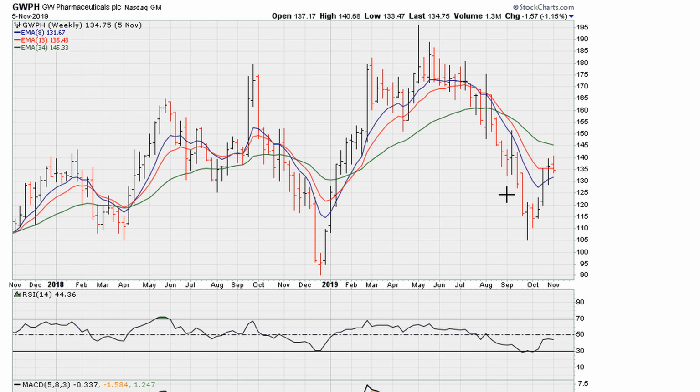We can see here GWPH is down about 15% as the market has just opened. Let's take a look at the charts and do some hindsight analysis so we can understand what the charts looked like before today's drop. Again, all this is hindsight, but we're going to be using methods that we know work. So let's draw a couple of lines.